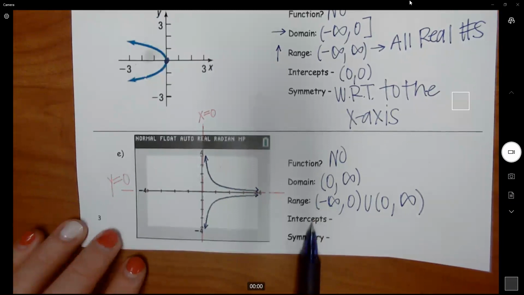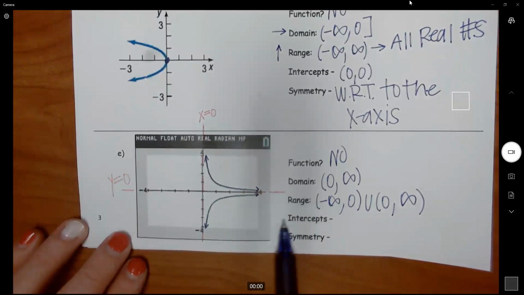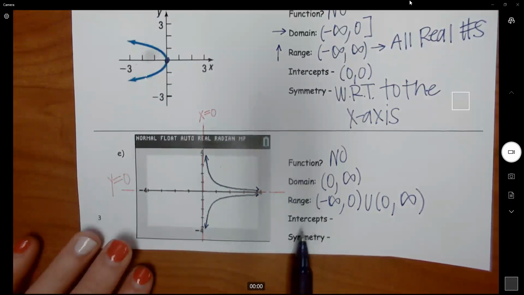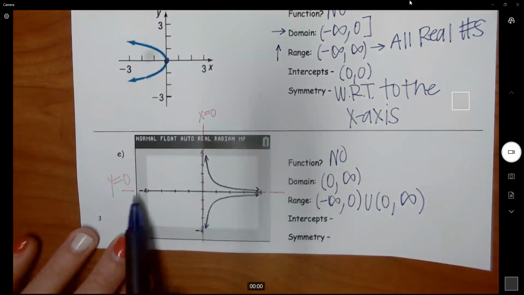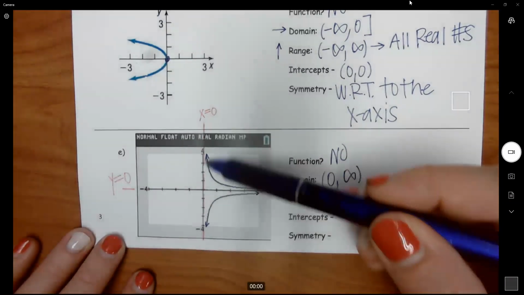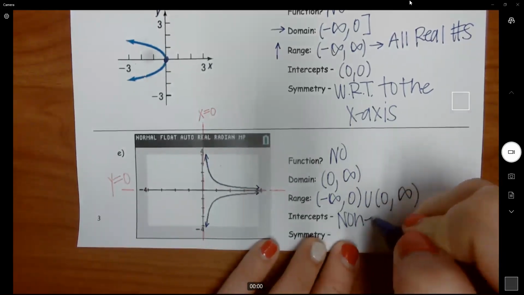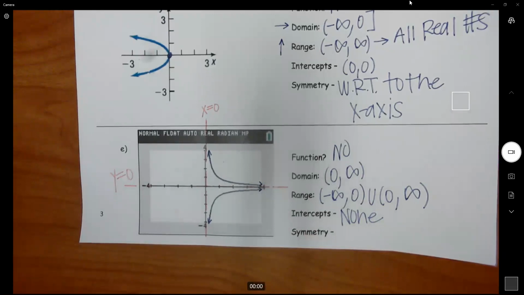Okay, so then these you should have been able to answer. The domain and range were tricky with the asymptotes, but function, intercept, and symmetry you should be able to get. So does this have any intercepts? Is this ever crossing your x-axis? No. Is this crossing your y-axis? No. So we have none. We don't have any intercepts there.